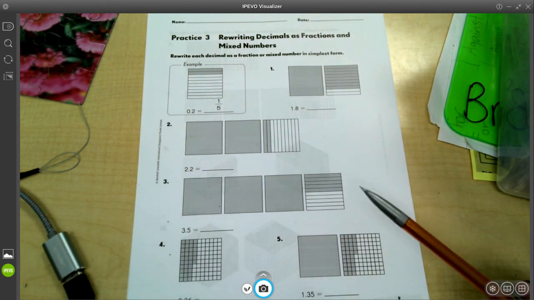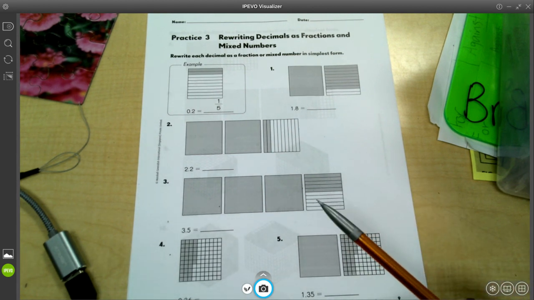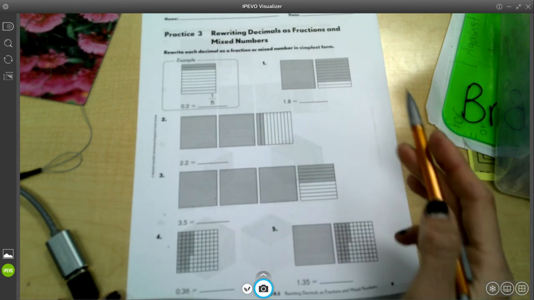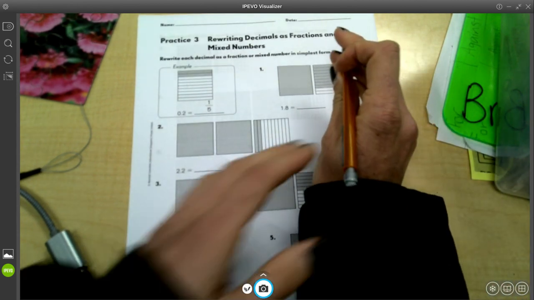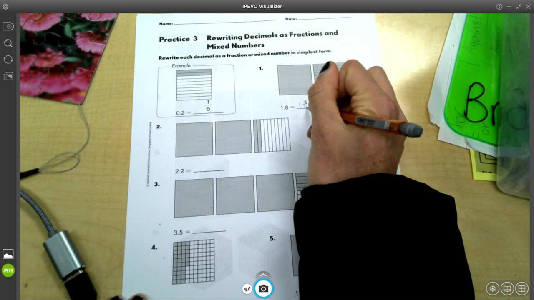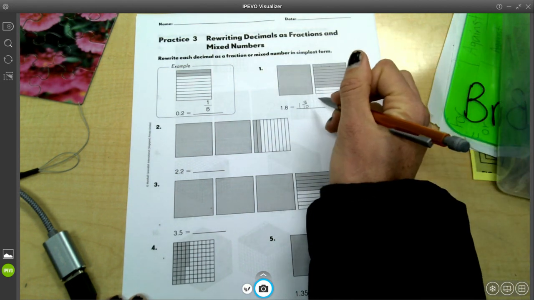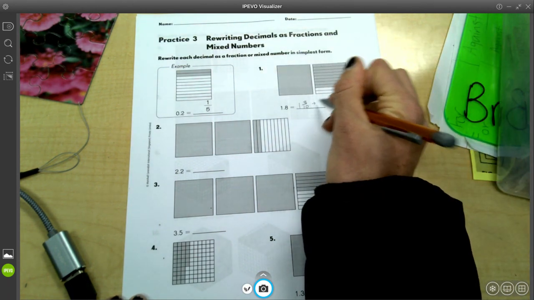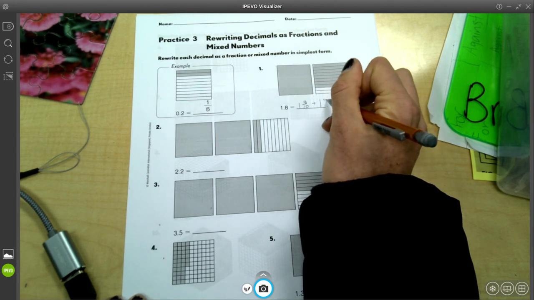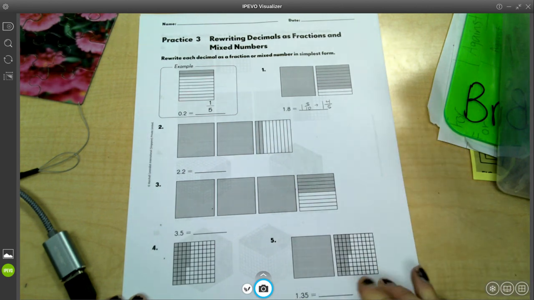As you see on the first couple of pages, we're going to be using some pictures to help us. So here I have 1 and 8/10. I can easily rewrite that because I can say it, 1 and 8/10. Now I'm saying to myself, this needs to be simplified. 8 and 10 are both divisible by 2, so 1 and 4/5.